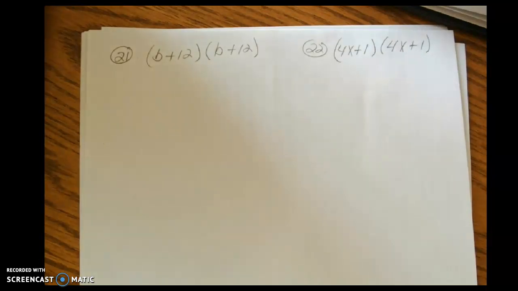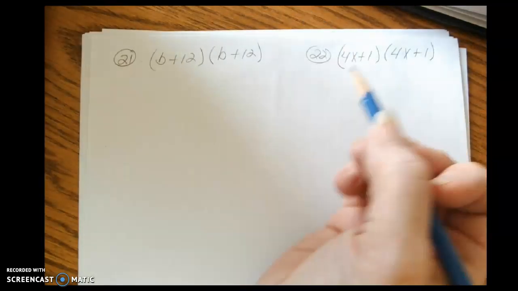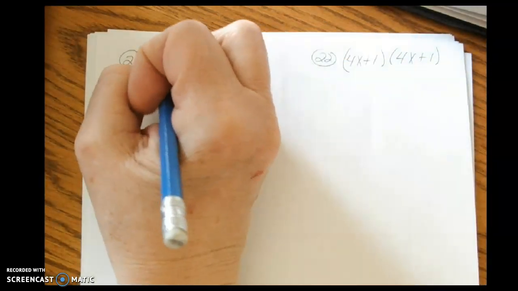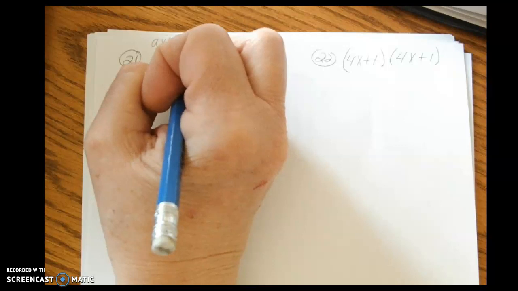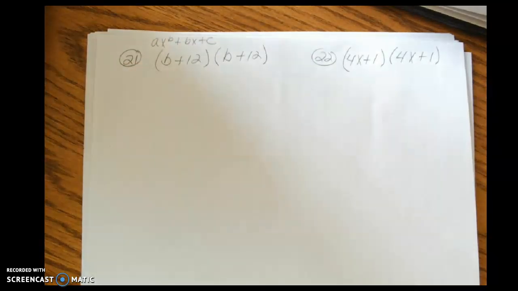Below there. I'm continuing on with the review for Chapter 7. I am on page 308, starting with 21. The directions here say to write each product in standard form. Remember, standard form is ax squared plus bx plus c. So that's what you're looking for in your answer, standard form.